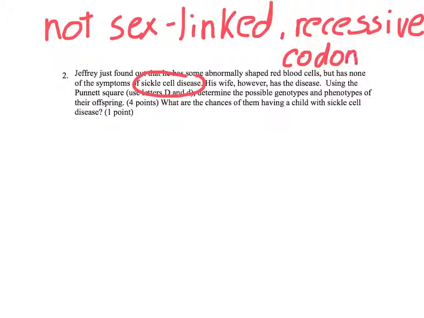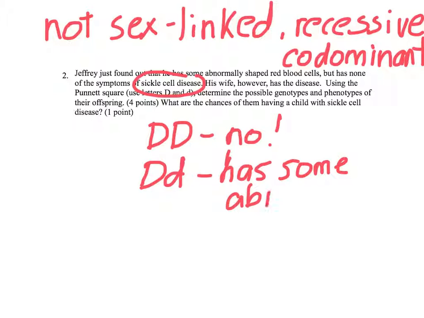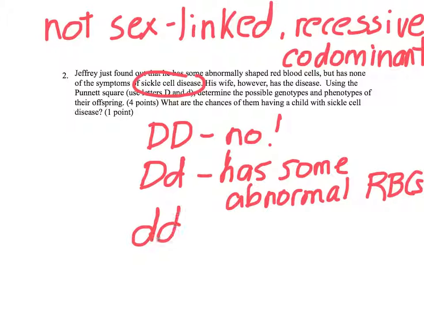Now, what does this mean? We talked about this in class. I'll say it again. This means that a person who is homozygous dominant for sickle cell does not have it. A person who is heterozygous for sickle cell has some abnormal RBCs, red blood cells. Okay? And for a person to have the disease, they need to be homozygous recessive. Okay, and this is what codominance means in this case.